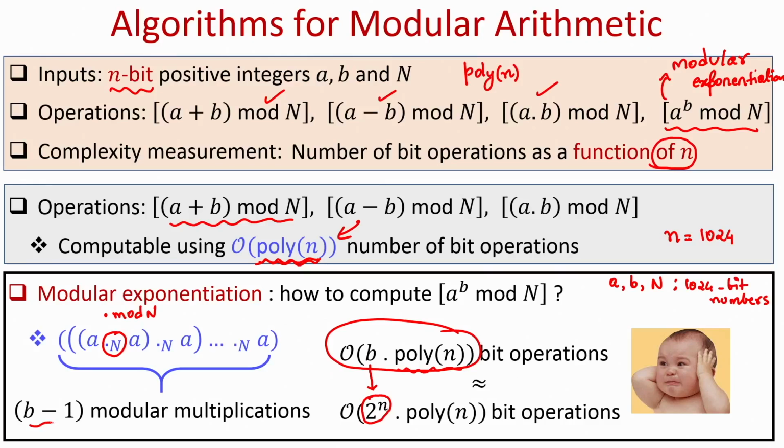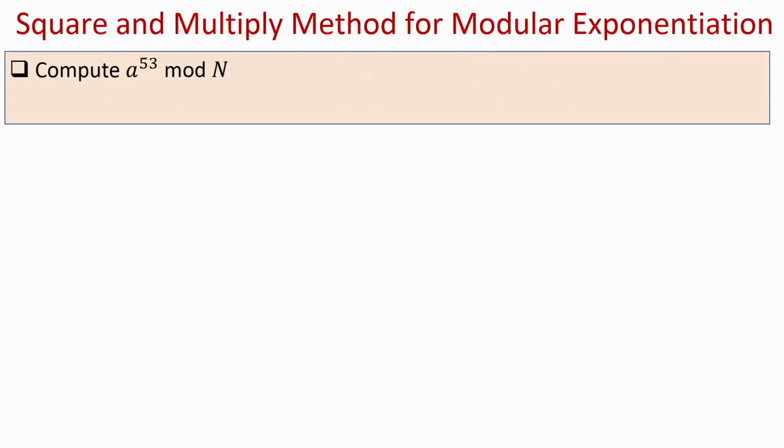Then what I am basically saying is that this naive algorithm will require me to perform b times polynomial in n number of operations, but my b itself could be as large as a 2 to the power 1024 bit number. This is an enormously large quantity, you can't even imagine how big this number is. So, even though this might look like a polynomial time algorithm, that is not the case, this is an exponential time algorithm.